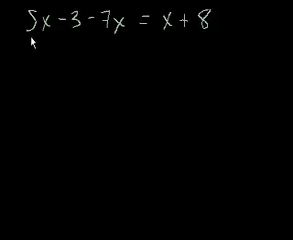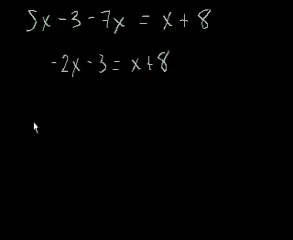So let's do the same thing. First of all, we can merge these two x's on the left-hand side. Remember, you can't add the 5 and the 3 because the 3 is just a constant term, while the 5 is 5 times x. But the 5 times x and the negative 7 times x you can merge. So you just add the coefficients. So it's 5 and negative 7. So that becomes negative 2x minus 3 is equal to x plus 8.